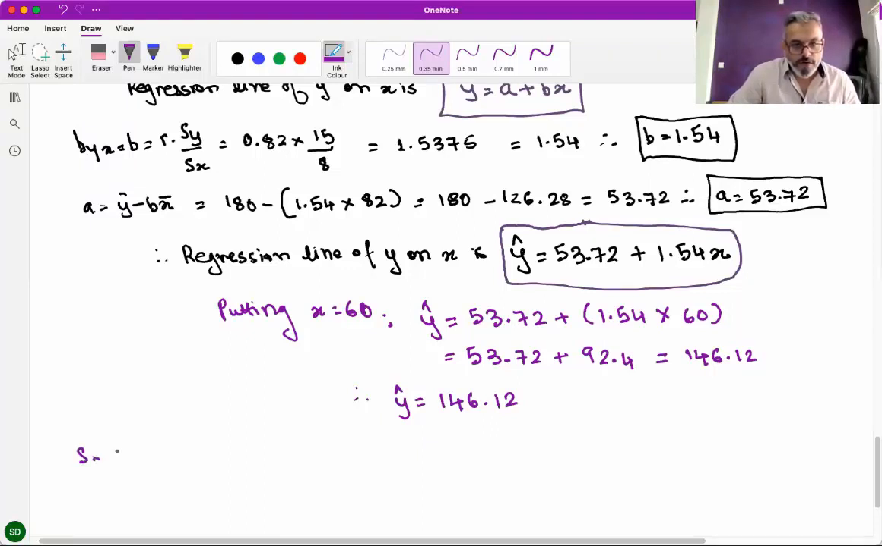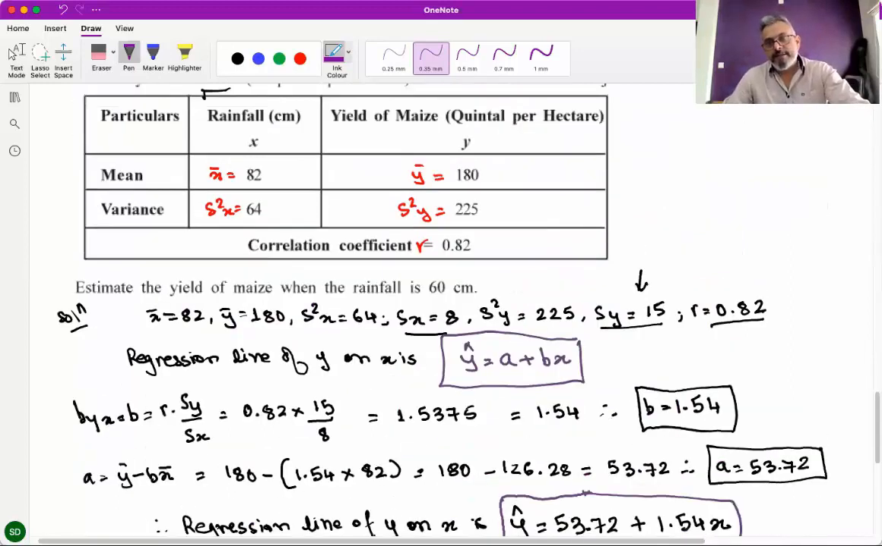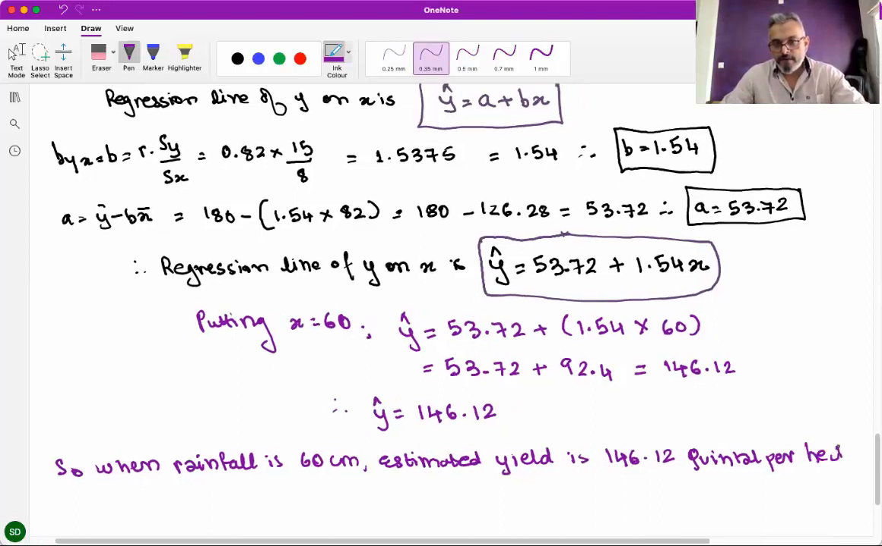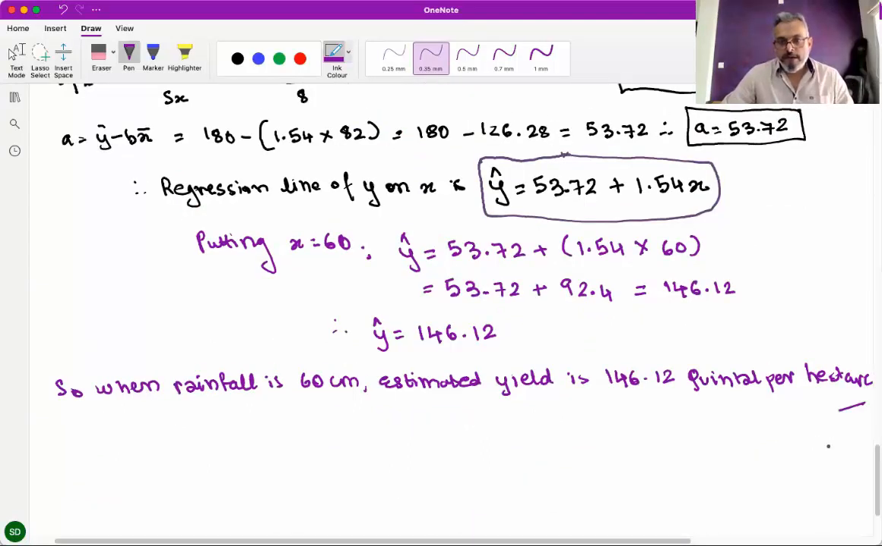So, when rainfall is 60 centimeter, estimated yield is 146.12 quintal per hectare. Answer.